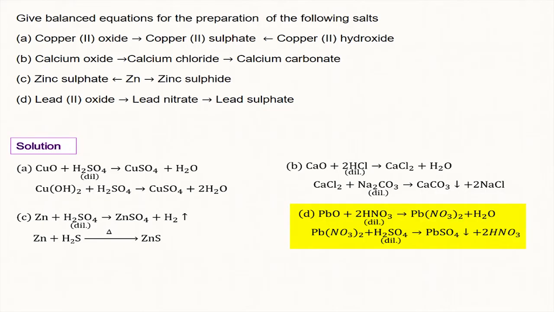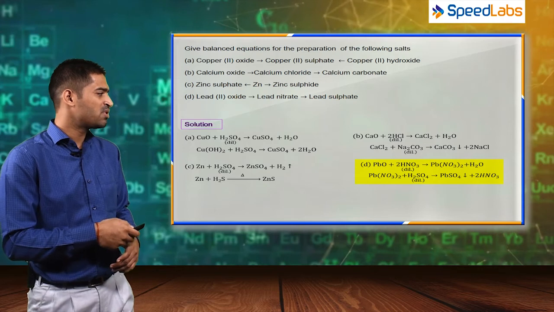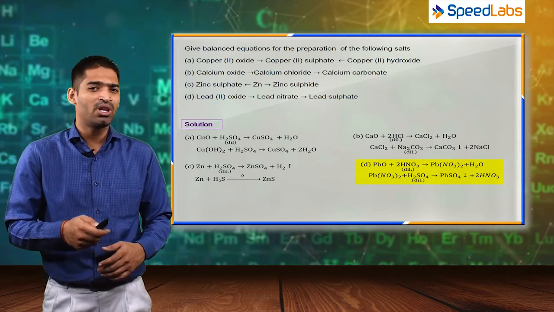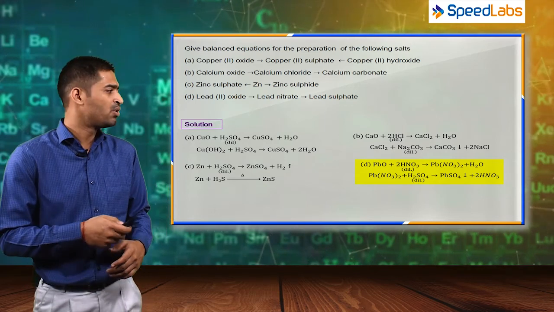Again, you have to prepare PbSO4 from the lead nitrate, so just add H2SO4. So the reaction becomes PbNO3 plus H2SO4 gives you PbSO4 plus 2HNO3.